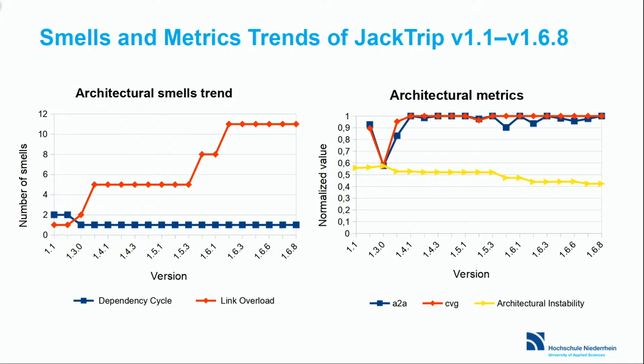On the right-hand diagram, the architecture-to-architecture value, A to A, dips in correlation with the introduced link overload smells, here and here. On the contrary, the architectural instability continuously decreases as of version 1.3.0. This paradox highlights why JackTrip felt stable while accumulating hidden depth, and that clean metrics can mask structural decay. For this reason, we need more information to make sense out of the source code.